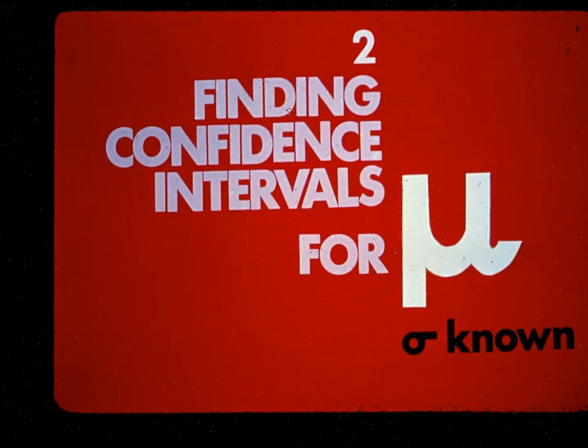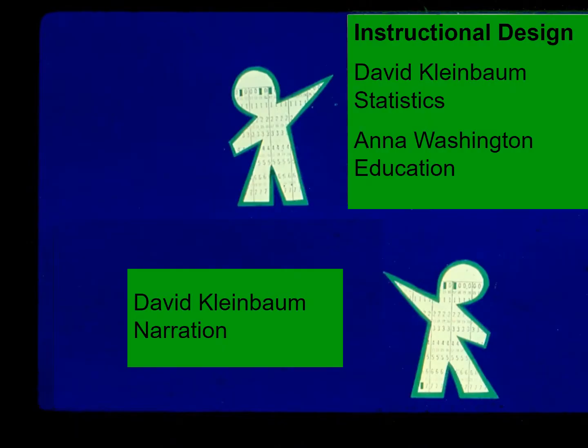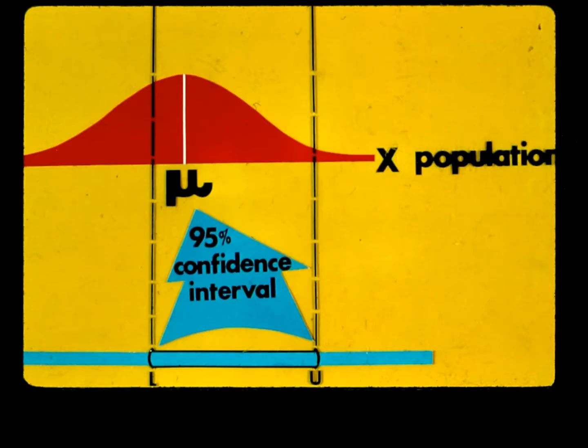This presentation on confidence intervals is part 2 of a series of presentations on statistical inference. The instructional design for this presentation was developed by David Kleinbaum, statistician, and Anna Washington, educator, and the narration was done by David Kleinbaum. In this presentation, we describe how to compute a confidence interval for the mean mu of a population.